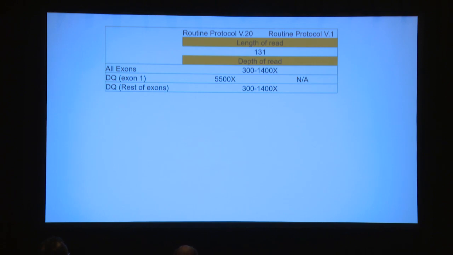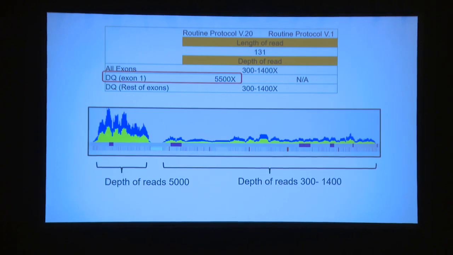And then when you look specifically at exon 1 of DQ, I haven't seen this number before. We have a depth of read of 5500x. So when you look at the histogram, what you see in purple is the exon. The first exon is exon 1, and then exon 2, 3, 4, and 6. You can see that the number of reads in exon 1 is significantly higher than the rest of the exons. So it gives you non-uniformity in reads, but at the end it doesn't affect your pool, because although you have 5,500 depth in exon 1, you still have from 300 to 1,400 depth in the rest of the exons.